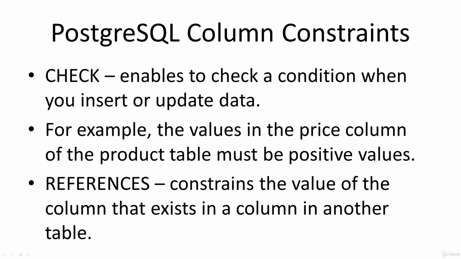the check constraint. Check enables you to check a condition when you insert or update data. For example, the values in the price column of the product table must be positive values. And then you finally have references as a column constraint, which constrains the value of the column to values that exist in a column in another table. What that means is that basically you use references to define the foreign key constraint. So you can just think of references as defining the foreign key constraint.